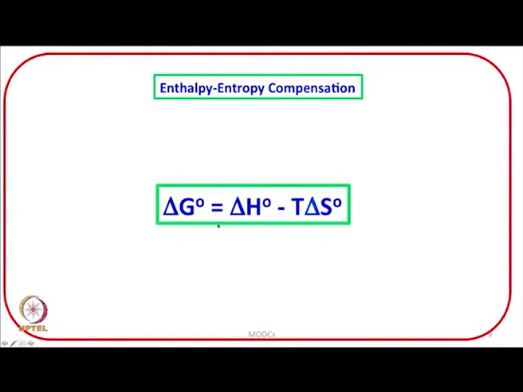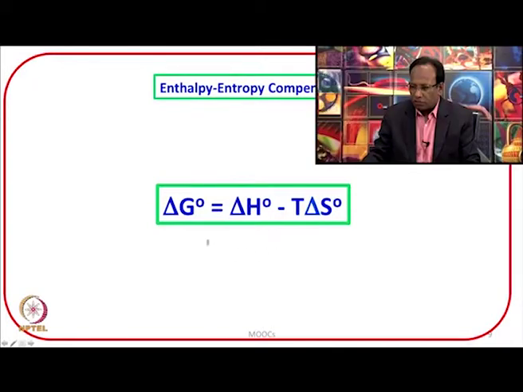In the rational drug design, suppose we are able to achieve the desired ΔH°, what I mean is, if the desired ΔH° should be more and more negative, and if we get a sufficiently negative value of ΔH°, but that is offset also by the negative value of ΔS°, then overall the net effect on ΔG° will not be significant.